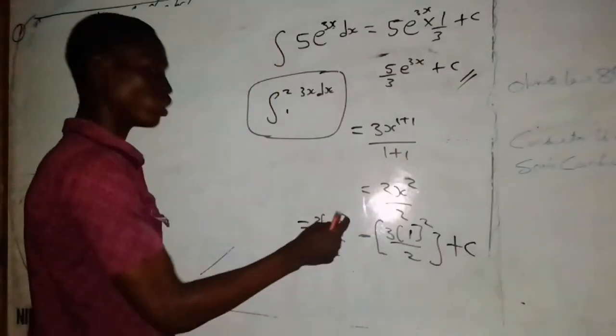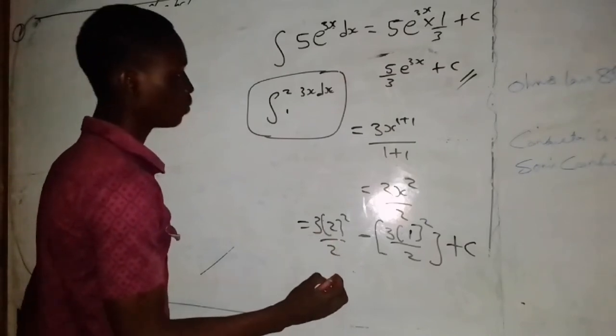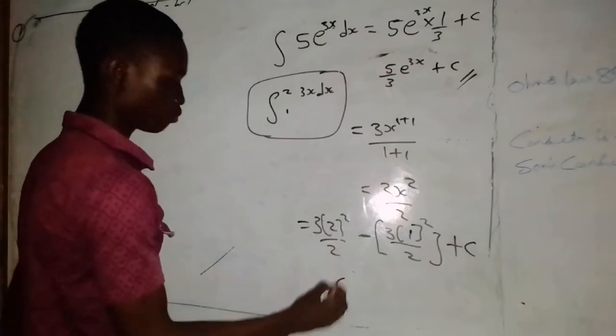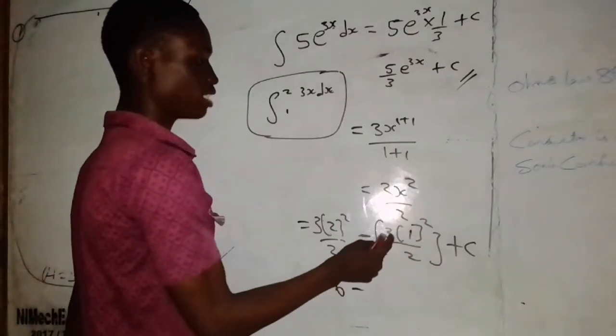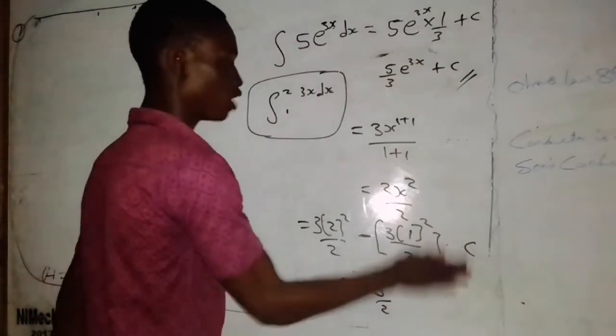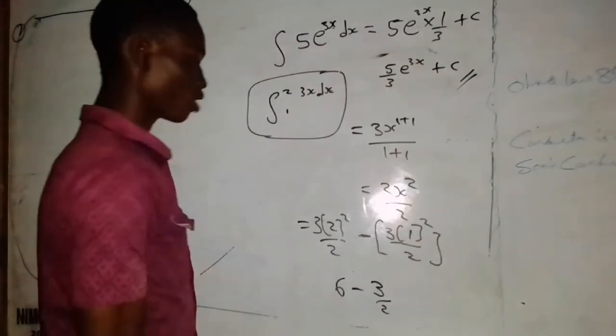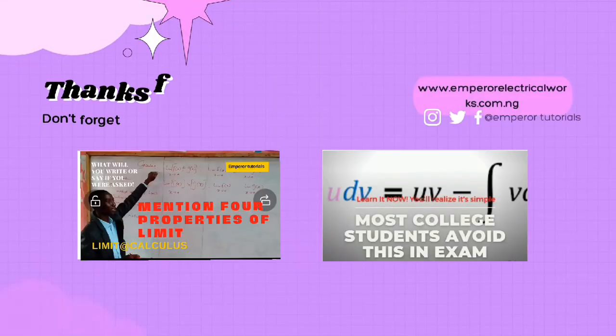By putting 2 squared is what? 4. 4 divided by 2 is 2. 2 times 3 is what? It's going to be 6. Okay. 1 squared is 1. 1 times 3 is 3. Okay. 3 over 2. You don't need the constant here. Okay. So with that, solve for this.